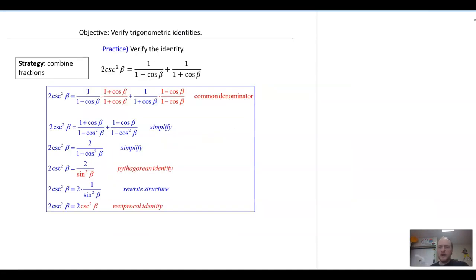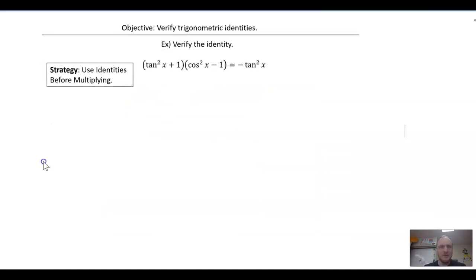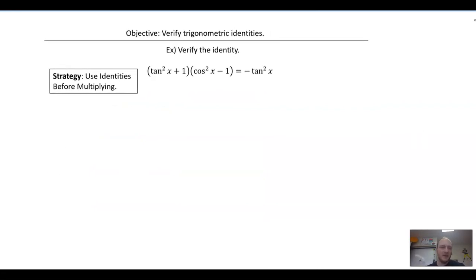All right, I have one more example that I want to show you, and here it is. We are asked to verify the identity, and here it says use identities prior to multiplication. Okay, so this one is pretty tricky. So what we'll do, they tell us to activate our identities. I see tan squared plus 1. I know that this is secant squared theta. Okay, so secant squared x.